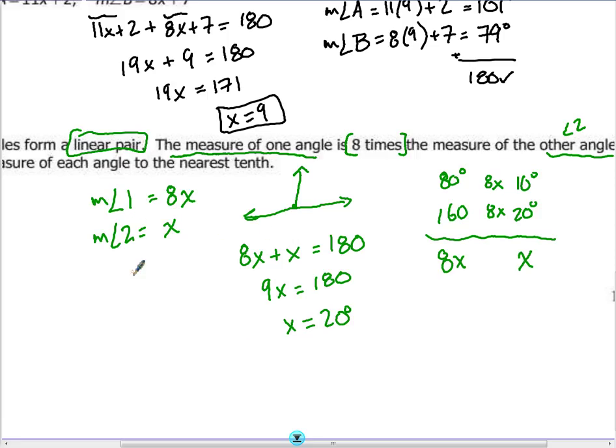So 8 times 20 is 160 degrees, and the other angle was 20 degrees. There we go. Alright, ladies and gentlemen, we've covered a lot of content here.